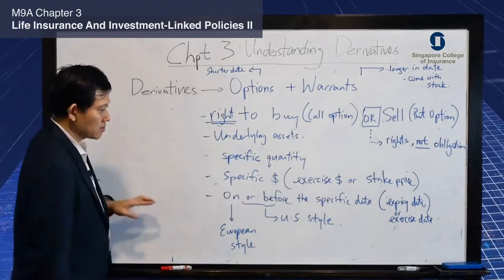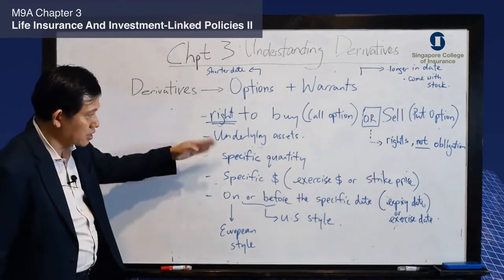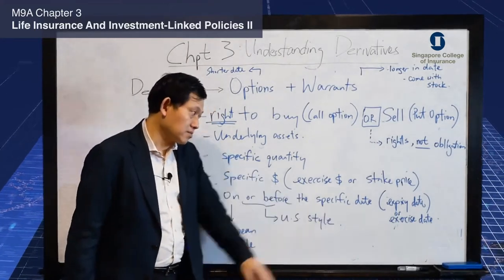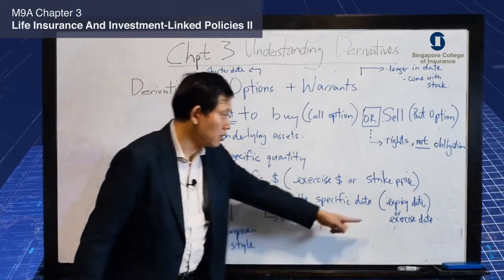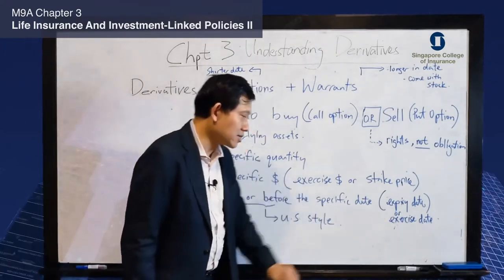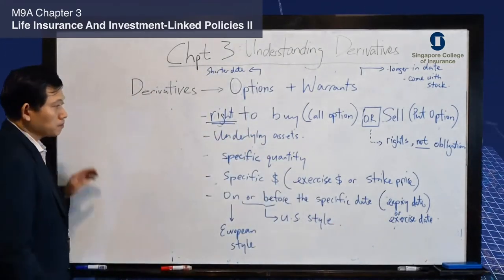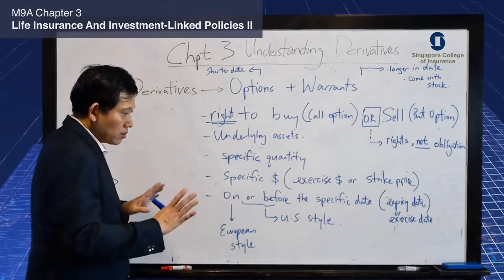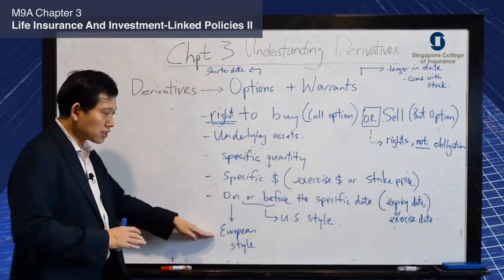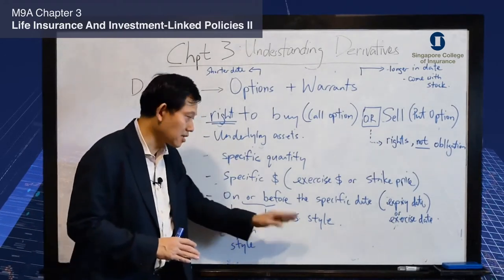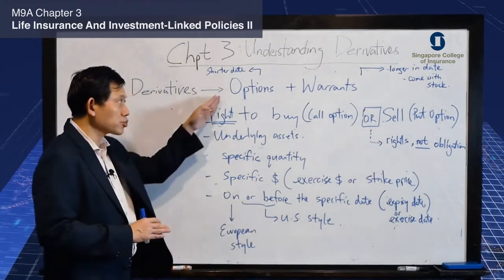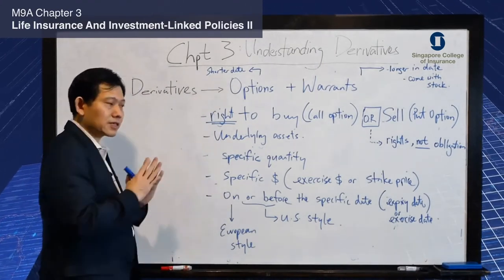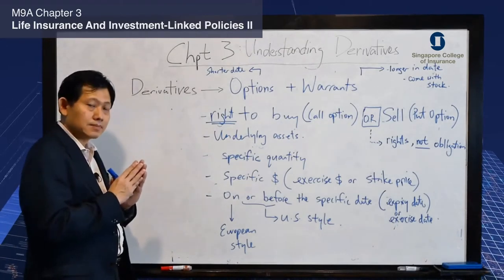On a specific date, you have to exercise this particular contract, either on or before the specific date. In technical terms, in options, they call it the expiry date, or sometimes the exercise date. Now, for an option contract, there are two broad categories in the market. One is the European style, one is the US style. In the European style, this option contract can only be exercised specifically on the specific expiry date.